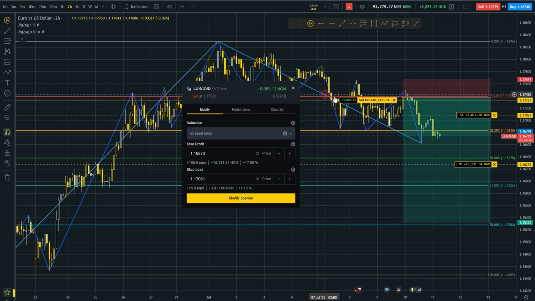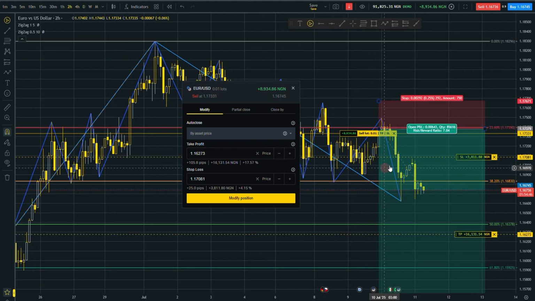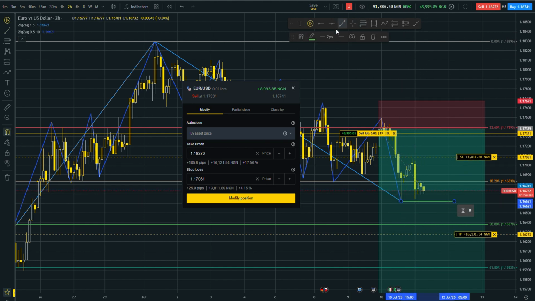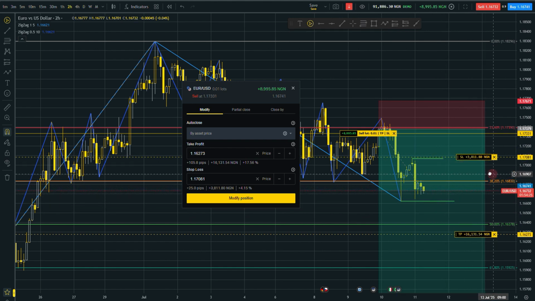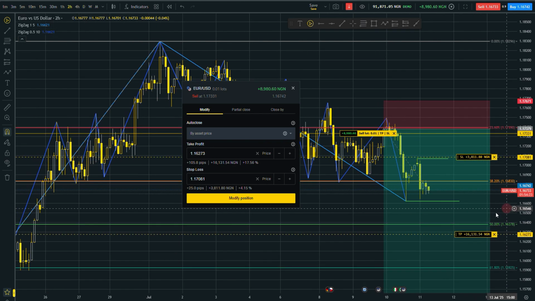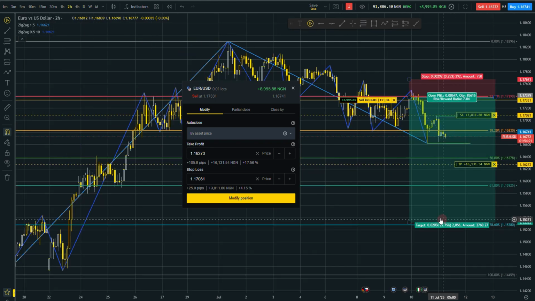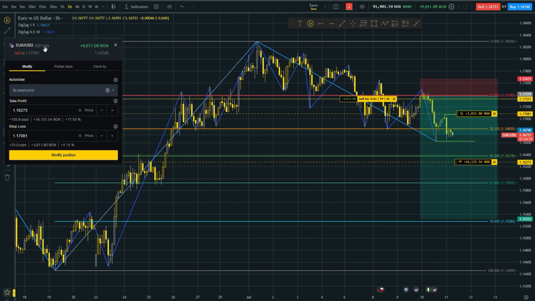This is the 2-hour structure, and I'm hoping this low gets wiped out without price taking out this high. Because if price takes out this high, then I'm out of the trade with roughly 3,000 naira profit. But if price takes out this low, then I can furthermore wait for a strong move, and then I'll move my stop loss further into profit. We're all just aiming for this level, because this level to me is a key area.